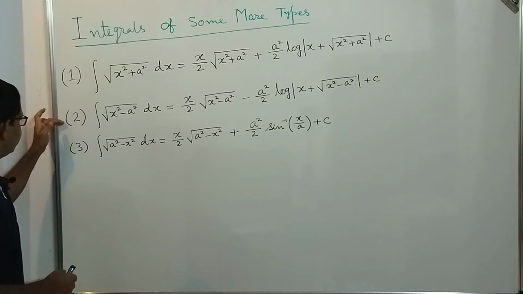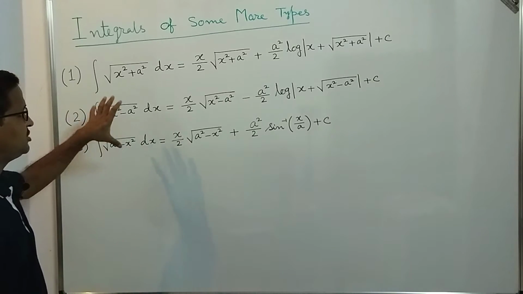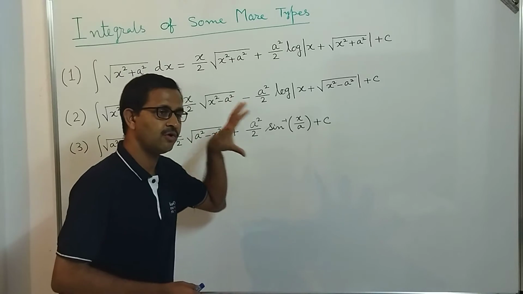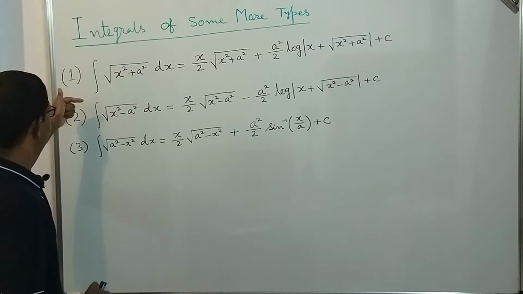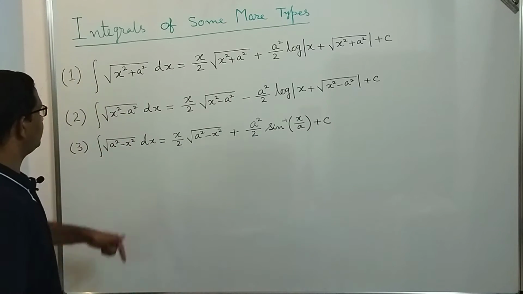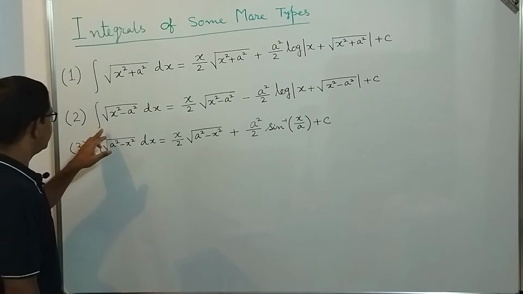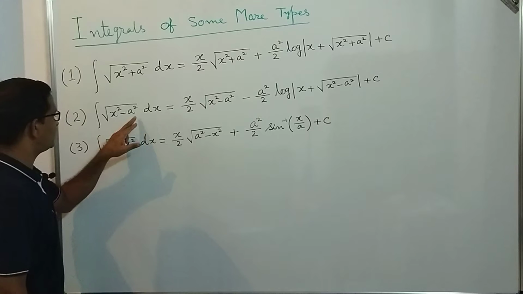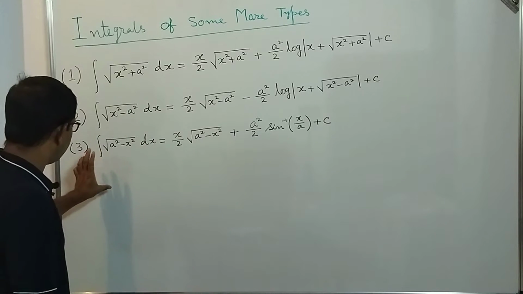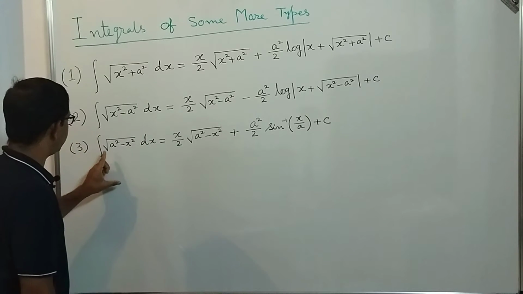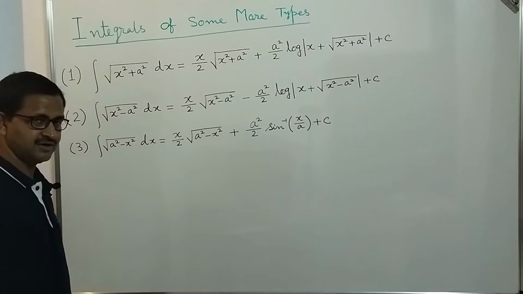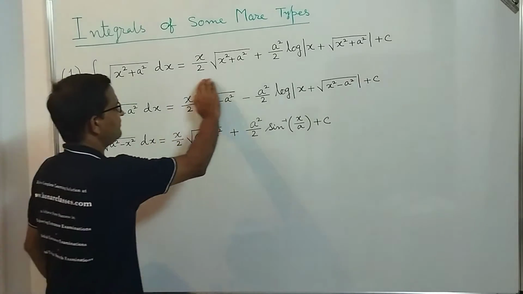There are three specific integration types, and you need to remember these formulas. The first one is the integration of square root of x square plus a square dx. The second one is the integration of square root of x square minus a square dx, and the third one is the integration of square root of a square minus x square dx. These are the relevant formulas.